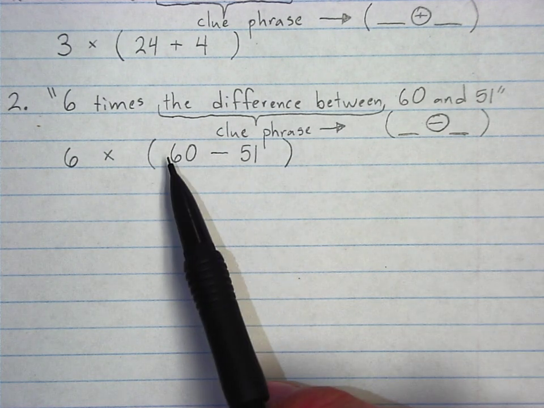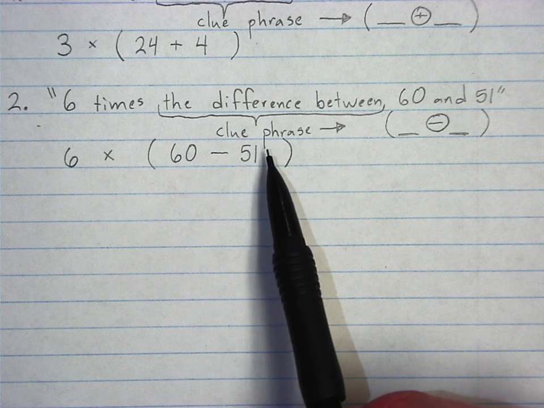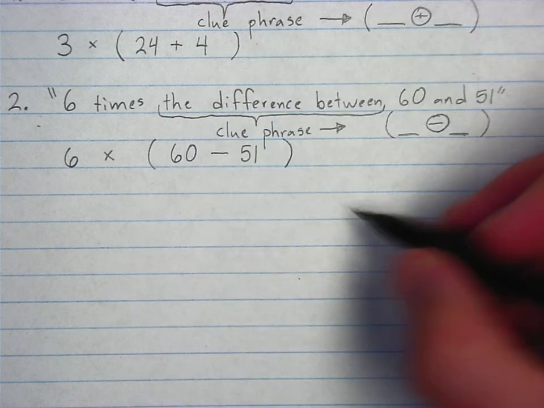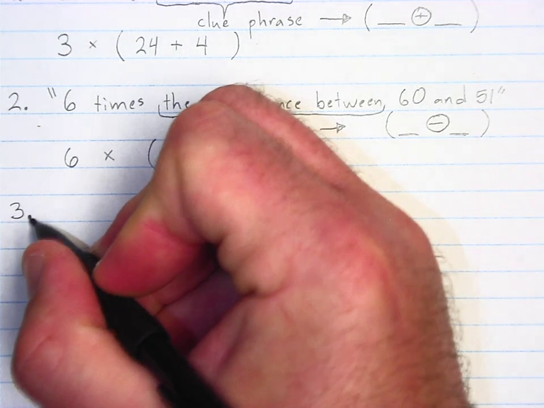If I were solving this, I would do the parentheses first. 60 minus 51 is 9. 9 times 6 is 54. Okay. All right, number 3.